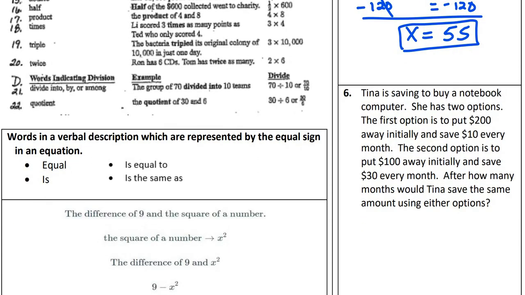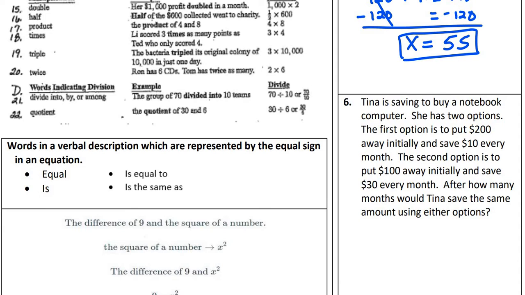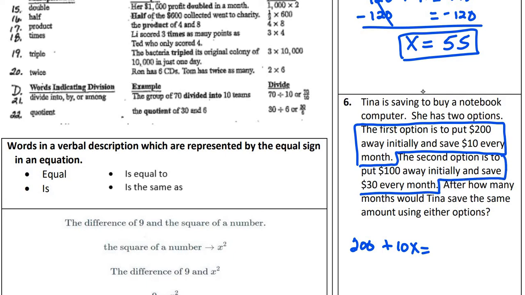Now look at number 6. Number 6, Tina's saving to buy a notebook computer. She has 2 options. So the first option you see right here is to put away $200 initially, which means to begin with, she's going to put $200 away and save $10 every month. So this right here goes all together. This is the left-hand side of the equation. So you see that you have $200 that you have initially saved, and then you're going to save $10 every month after that. Then you have the second part of the equation.